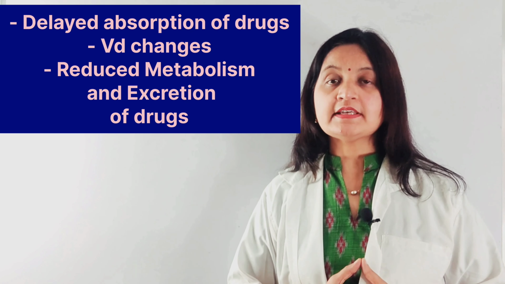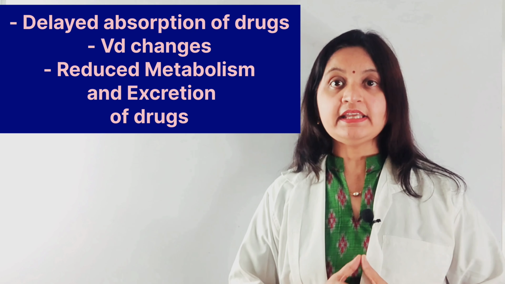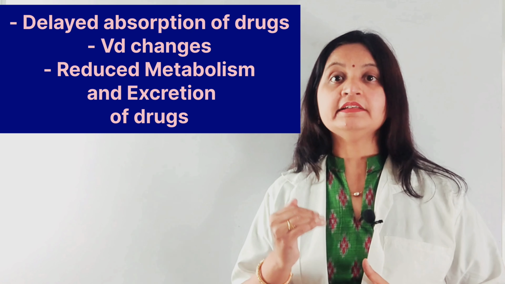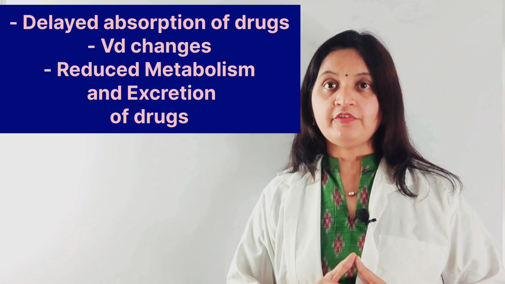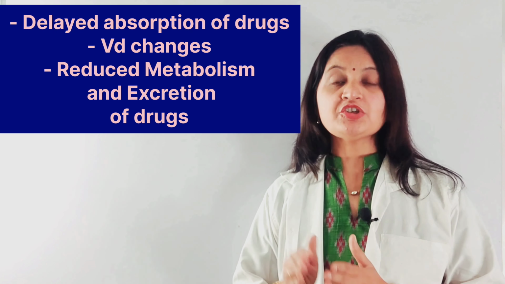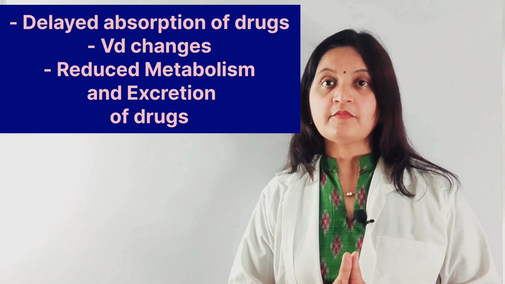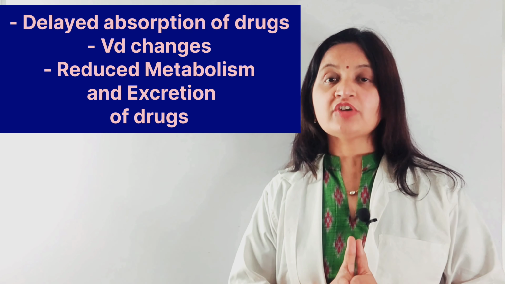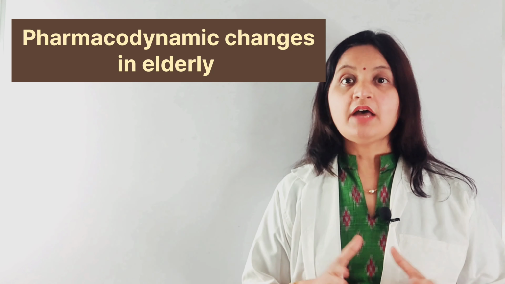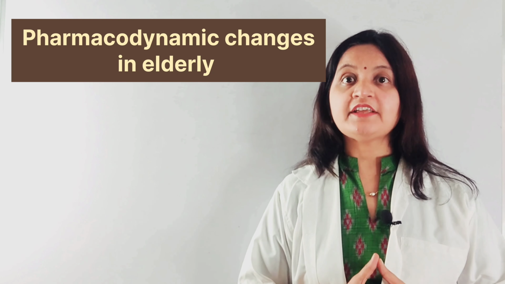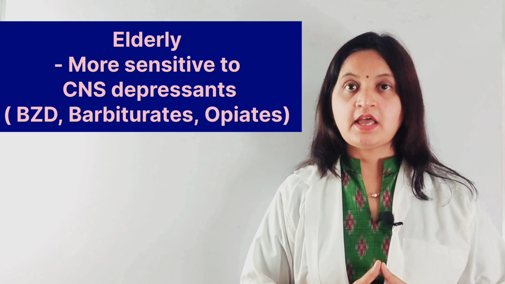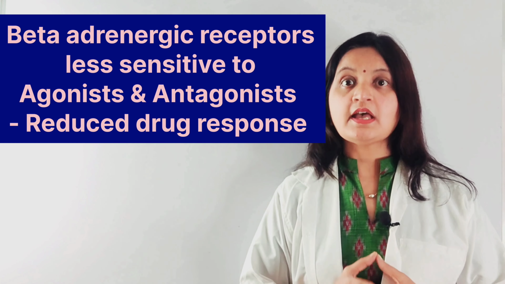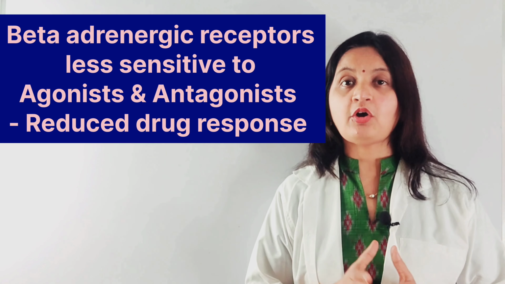Also, as age advances, the liver and the kidney mass decrease and the blood flow to these organs decreases. So, this results in reduced metabolism and decreased excretion of drugs. This in turn leads to accumulation of drug and prolonged half-life. This necessitates dose adjustment in the elderly. When it comes to pharmacodynamics, the elderly are more sensitive to CNS drugs such as neuroleptics, sedatives, hypnotics, and respiratory depressants. Also, the beta-adrenergic receptors are less sensitive to agonists and antagonists. This leads to alteration in drug response.